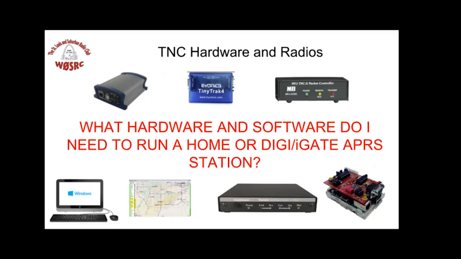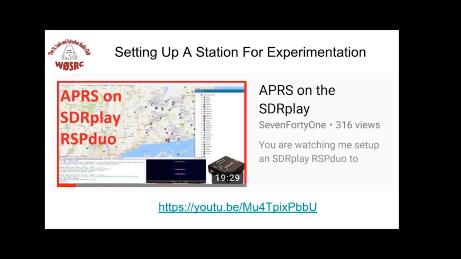All right. What if I want to run an iGate or home station? If you're interested in just listening to beacons, this is a really good YouTube video of a guy getting a $15 dongle, an SDR, but it's the same type of setup. Setting up an SDR Digipeater / iGate at his house. You could do it with basically no money.